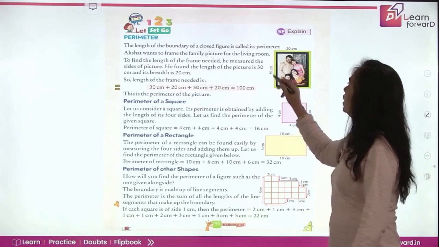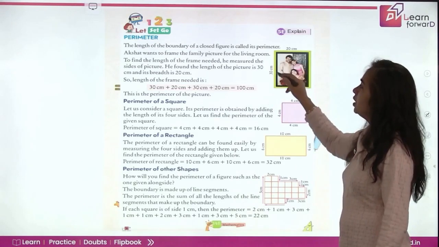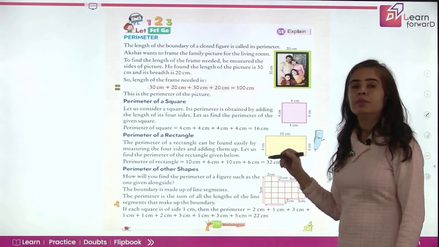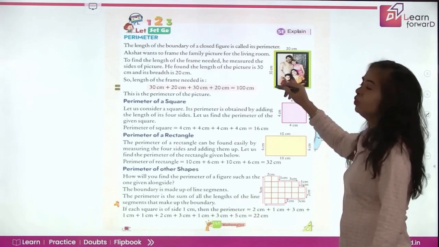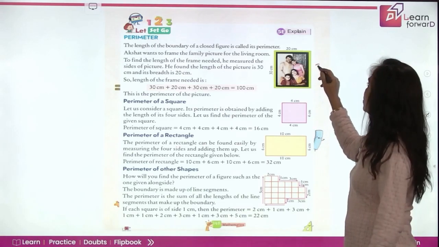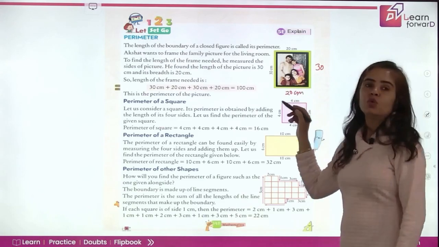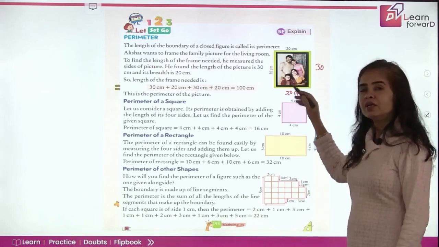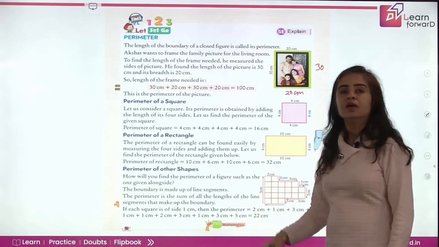For example, if you have this frame, this is given to be 30 centimeters as the length and 20 centimeters as the breadth. When you are asked to find the perimeter of this frame, what will you do? 30 plus 20. Now how much is this? Yes, this is also 30 centimeters and this is also 20 centimeters. So what will be the perimeter of this frame? 30 plus 20 plus 30 plus 20. So what you get is 100 centimeters as the perimeter of the picture.